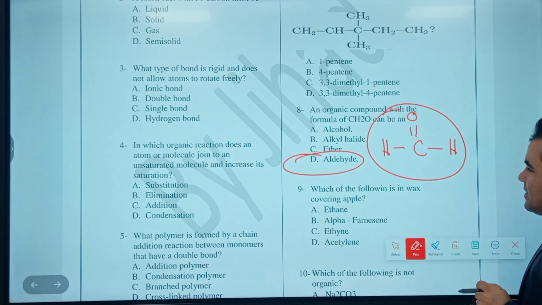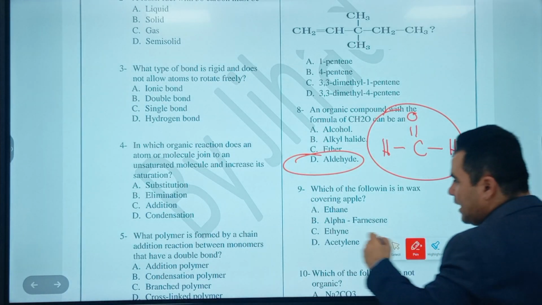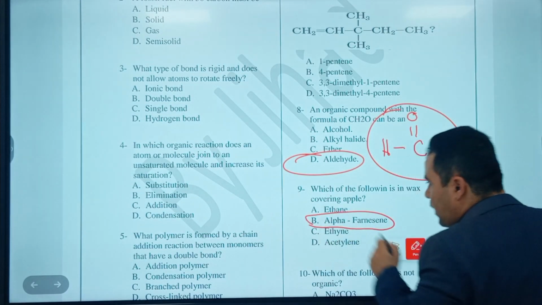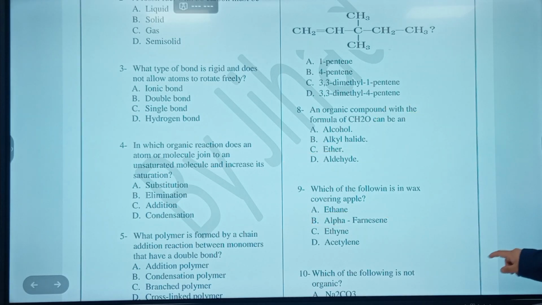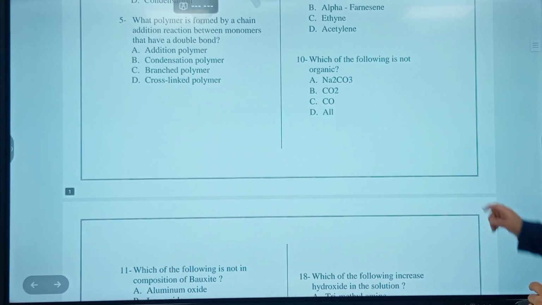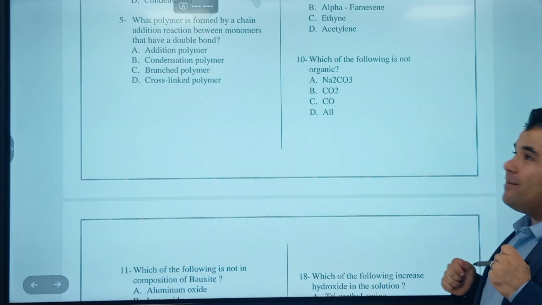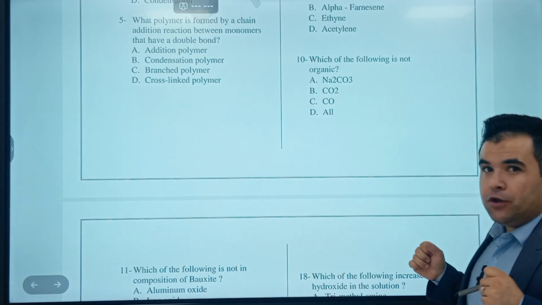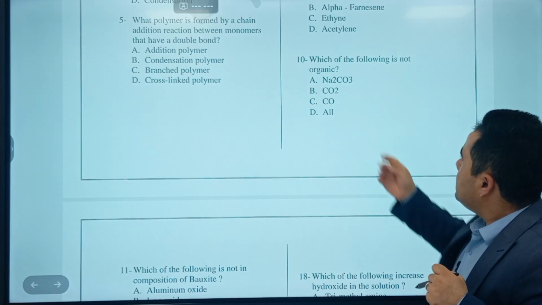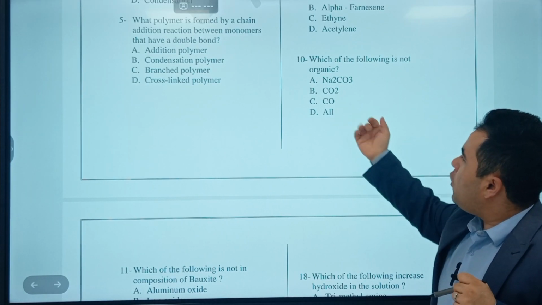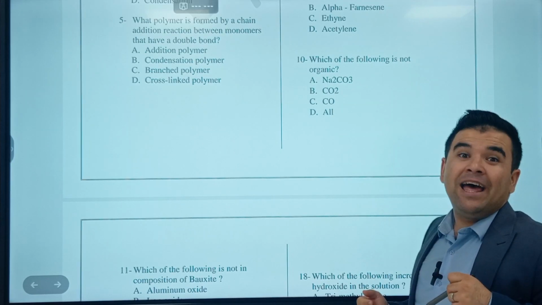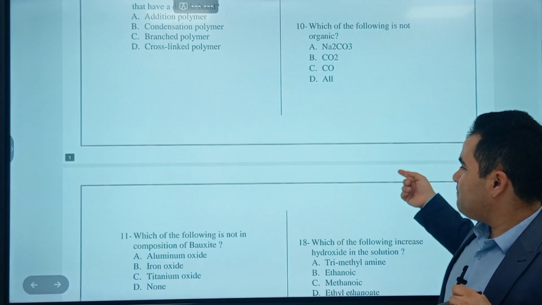Which of the following is in the wax covering an apple? The alpha vinacin is in the wax covering an apple, guys. Which of the following is not organic? Na2CO3, which is sodium carbonate, CO3, CO, or all of them, they are not organic, guys.